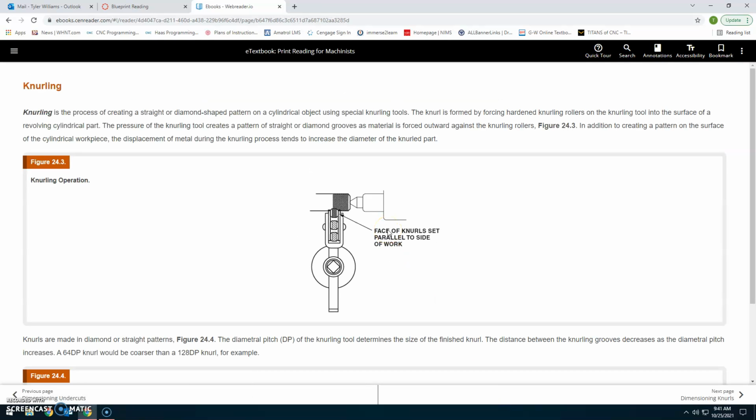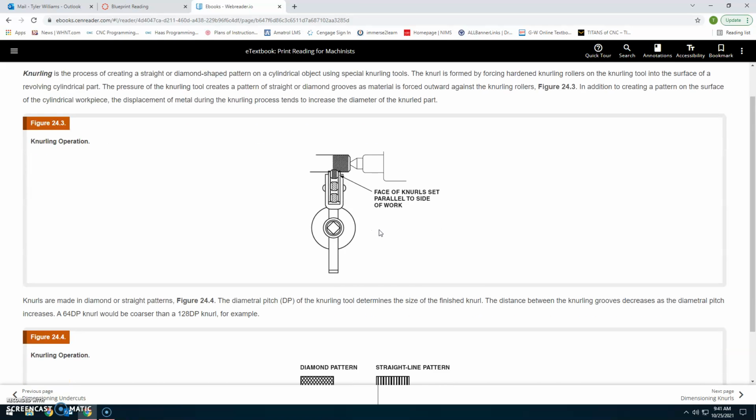Alright, knurling is the process of creating a straight or diamond-shaped pattern on a cylindrical object using special knurling tools. The knurl is formed by forcing hardened knurl rollers on the knurling tool into the surface of a revolving cylindrical part. The pressure of the knurling tool creates a pattern of straight or diamond grooves as the material is forced outward against the knurling rollers. Figure 24.3, in addition to creating a pattern on the surface of the cylindrical workpiece, the displacement of metal during the knurling process tends to increase the diameter of the knurled part.